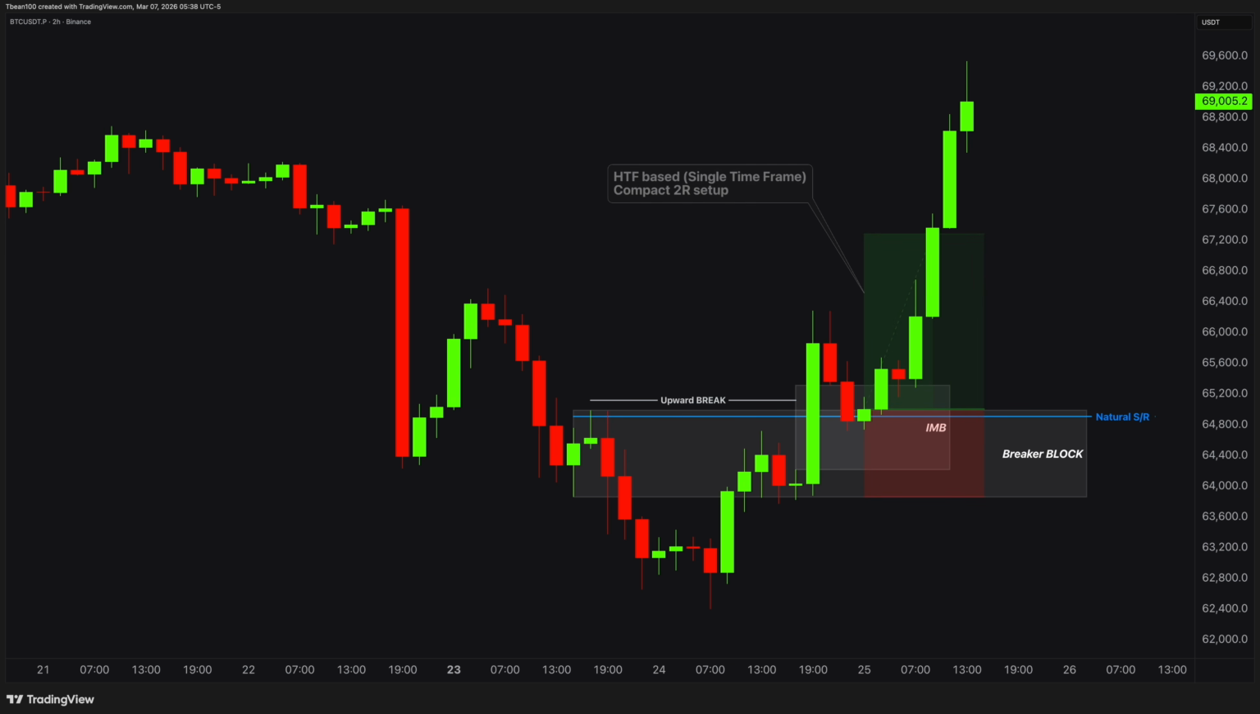So this raises an interesting question. Can you build a single time frame setup based purely on higher time frame structures just like this one? For example, a simple 2-hour compact setup? The answer is yes. While it won't work every single time, it can be a practical approach for traders who prefer a simpler process and don't have time to monitor multiple time frames.